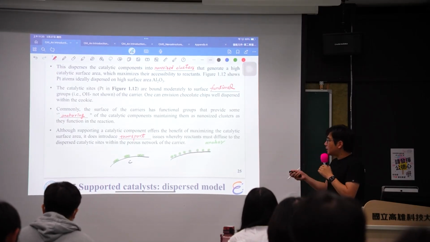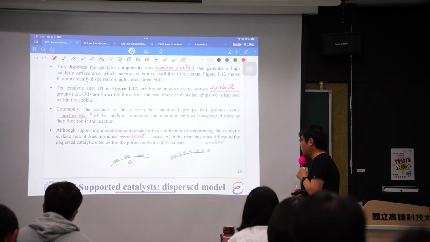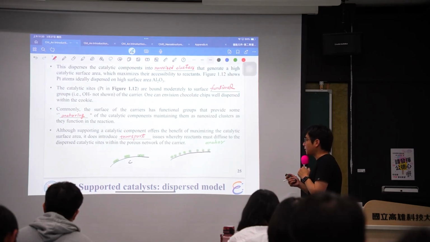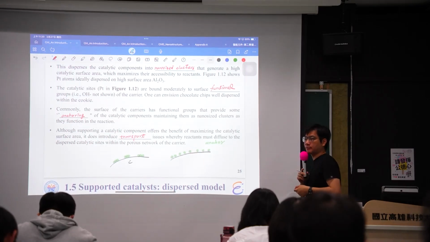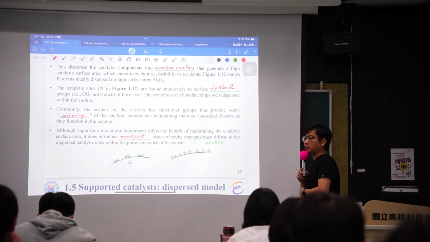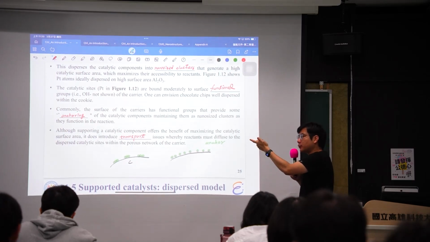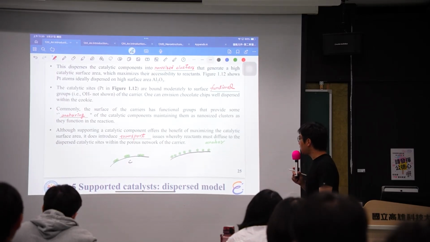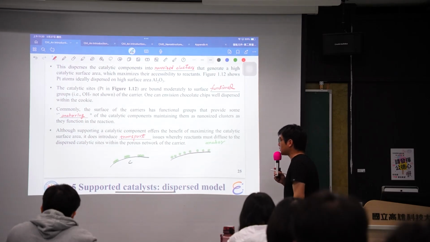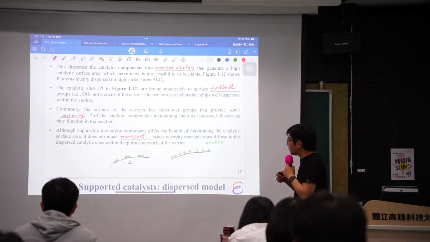So this supporting carrier is beneficial for maximizing the catalytic surface area. But there's another issue, transport issue. The carrier brings another important issue, transport. Your reactant has to transport to the reaction site, and after the reaction, you have to diffuse back to the flow. Okay, the reactant must diffuse to the dispersed site. Okay, so there are many designs of the catalyst.